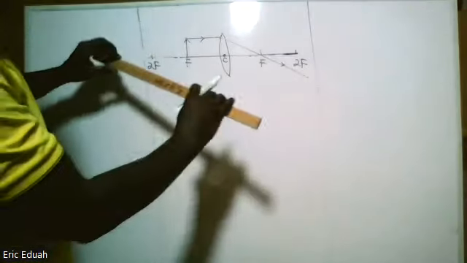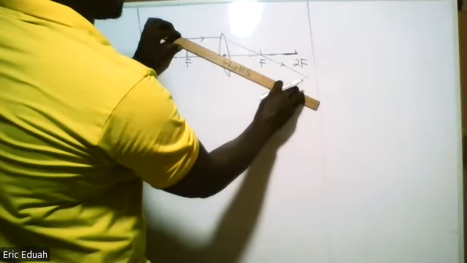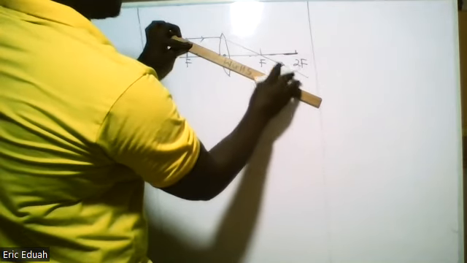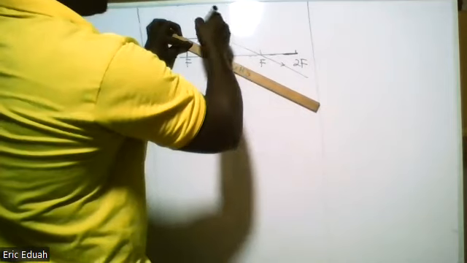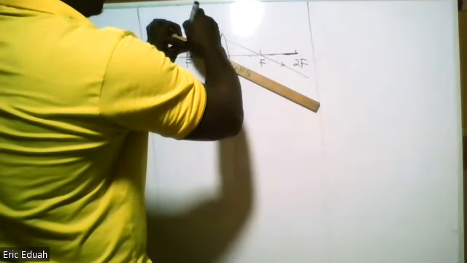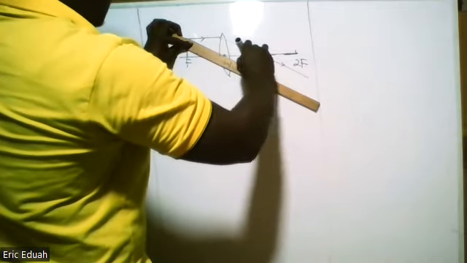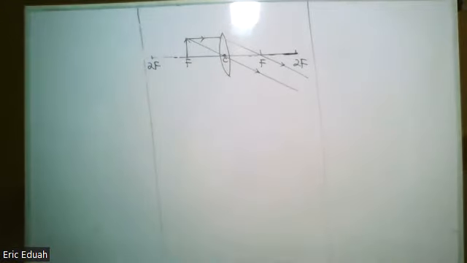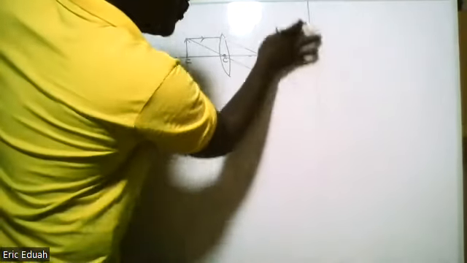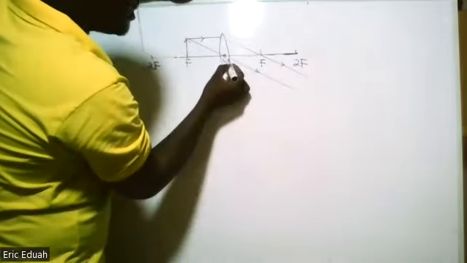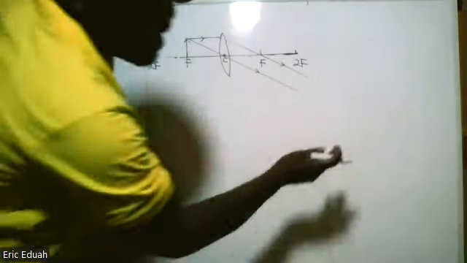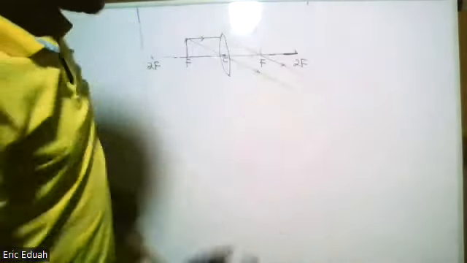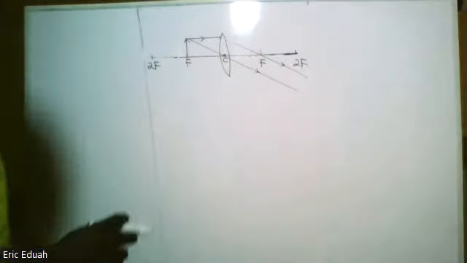Then a ray through the optical center goes undeviated. When you look at the two rays in front, there is no way the two rays would ever meet. If you like, bring a long rule, let's prolong it. There's no sign of these two meeting.